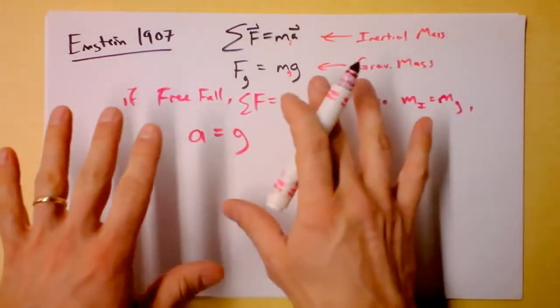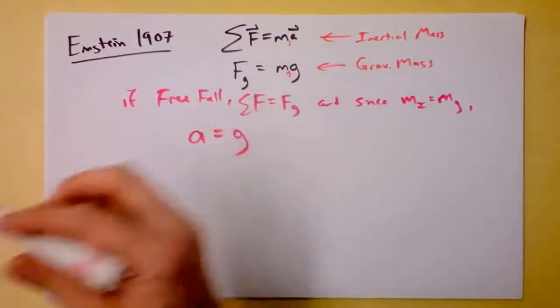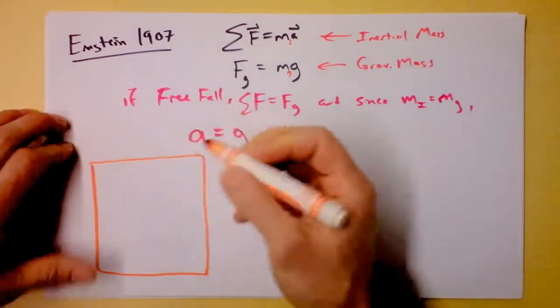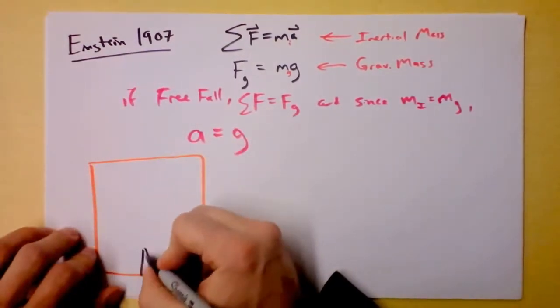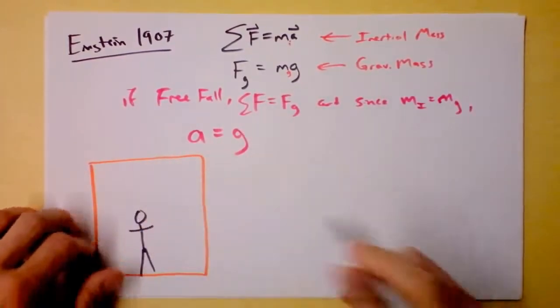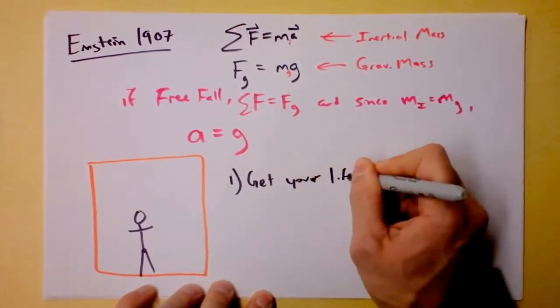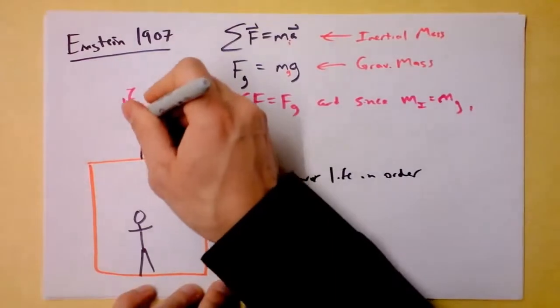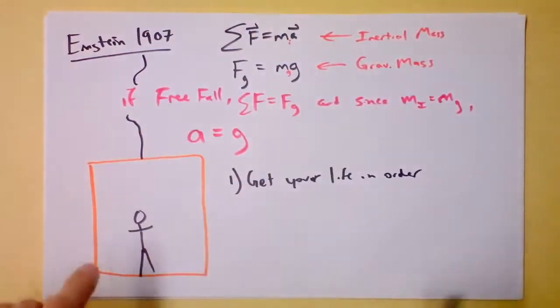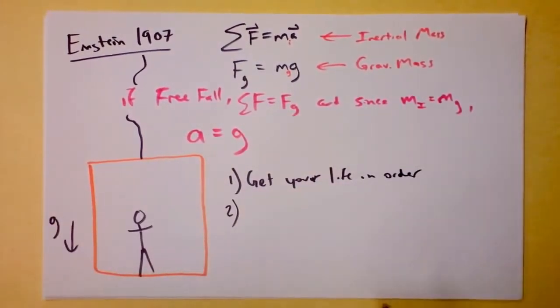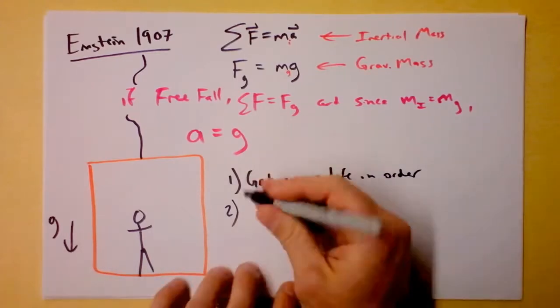Like, this is a great foundation, but now I want to point out that if you're in an elevator, let's get an orange elevator. Yeah, it's got like shag rug walls. If you're in an elevator and the cable breaks, you've got two things to do. You need to, number one, get your life in order, because that cable just broke, and you are accelerating with baby g down. Number two, you might wonder about the amazing physics that you're experiencing, because it's kind of like you're not feeling gravity.